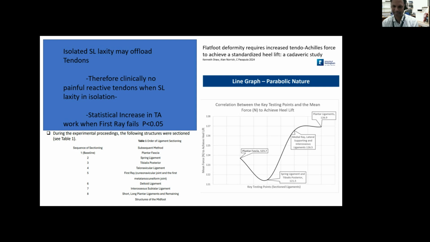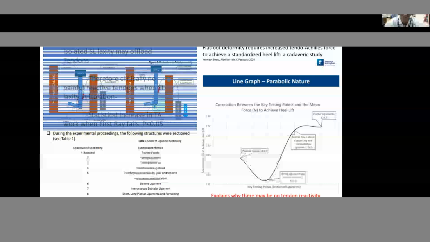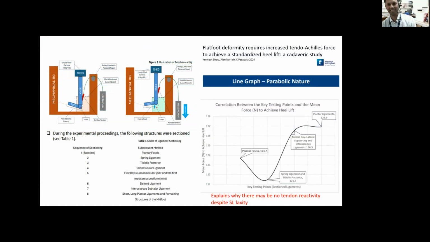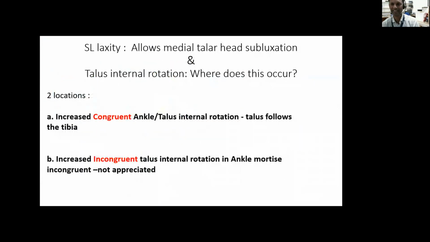So spring ligament in isolation doesn't necessarily cause tendon reactivity because you're not actually overloading them. It's when you destabilize that first ray, you get a massive upswing and a statistically significant increase in force required. And although we didn't test tib post, it may be that the spring ligament is actually a silent situation, waiting for that first ray to fail, causing that reactivity. We did this using cadavers and a custom-made jig. I'm not going to go into that.